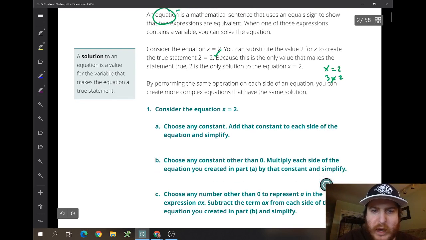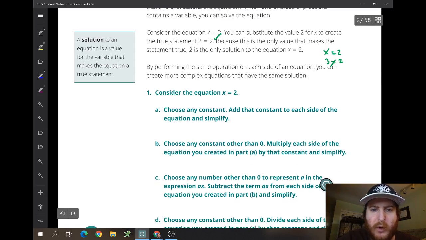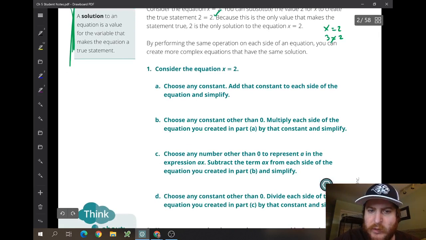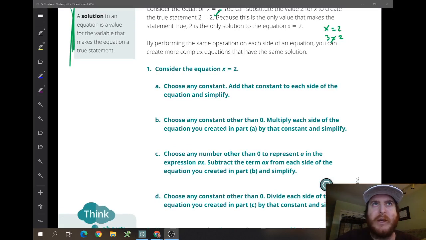So what we can do, besides plugging in 2, is perform any operation to create more solutions. Before we do this, we have a vocab word. A solution to an equation is the value of the variable that makes that equation true. Considering the equation x equals 2, we're going to choose any constant and add that constant to each side. You could pick 2, 3, 5, or 12. You're just going to pick a number and add it to both sides. I'm going to pick 7. I like the number 7.